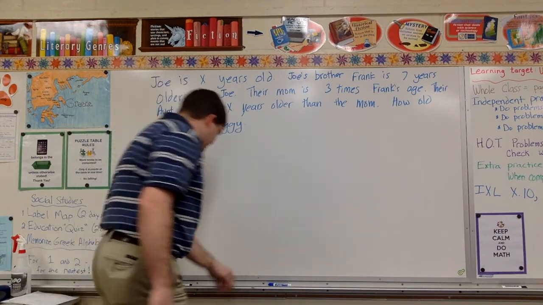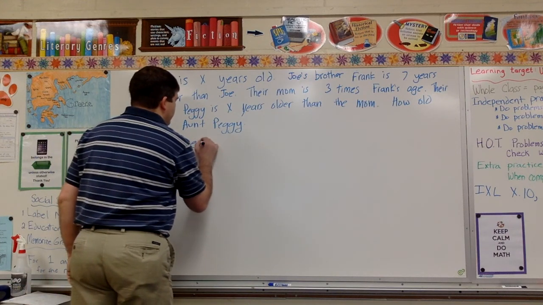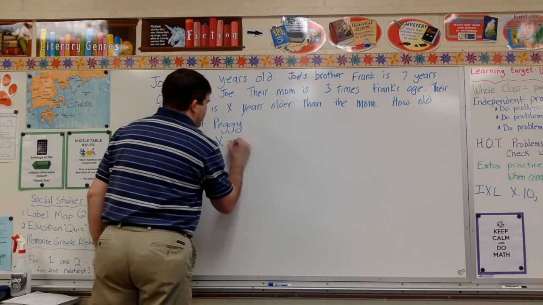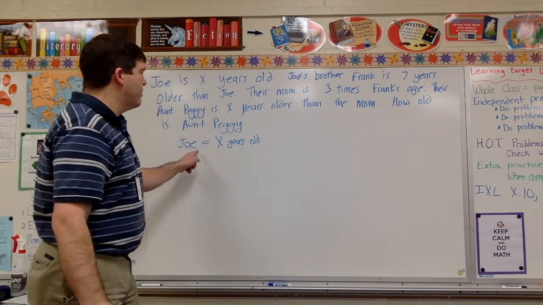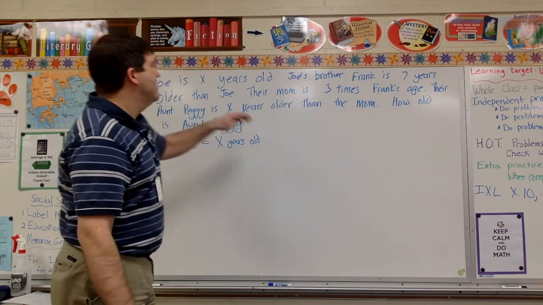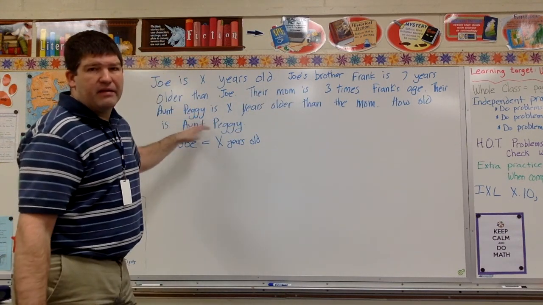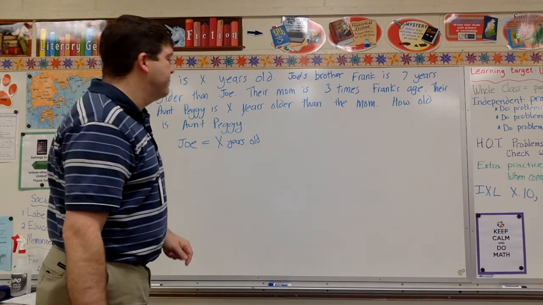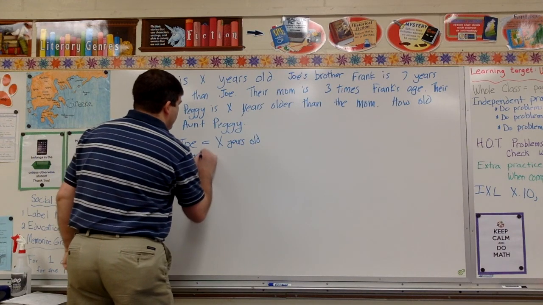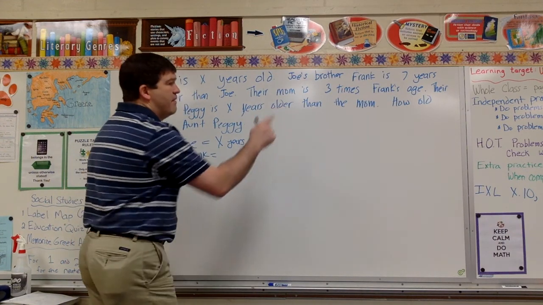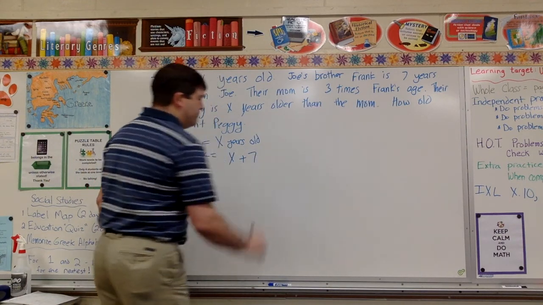Okay, so let's tackle this. Start with Joe. Joe equals X years old. By having Joe, I can get Frank. If I can get Frank, I can get the mom. If I can get the mom, I can get Aunt Peggy. And it will all work out. So I have Joe. Now I need Frank. Frank is 7 years older than Joe, so it's going to be Joe's age plus 7.